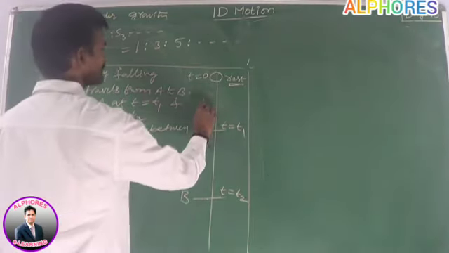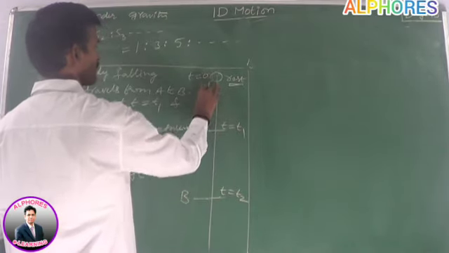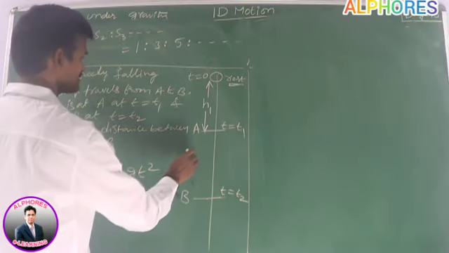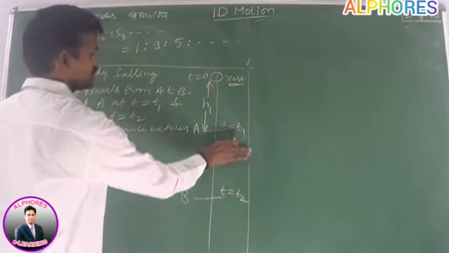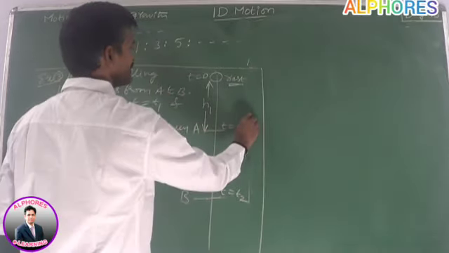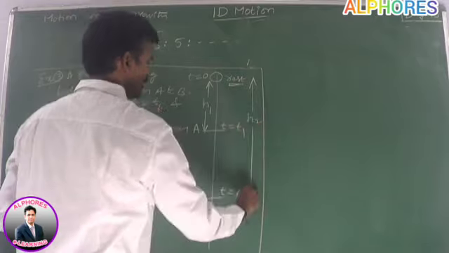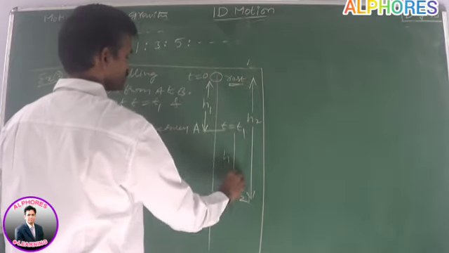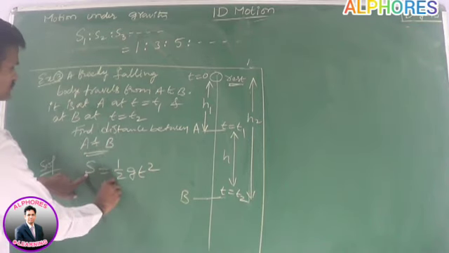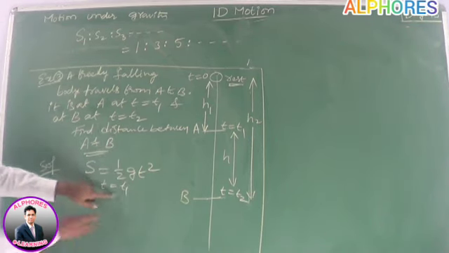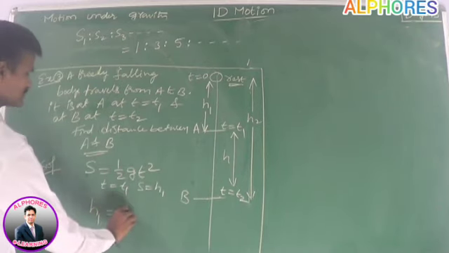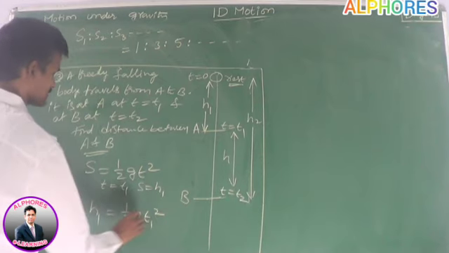Suppose this height is some h1, and this height from here is some h2. We have to find this h. So first I am using time as t equal to t1, s is equal to h1. So you can write h1 is equal to half g t1 square.